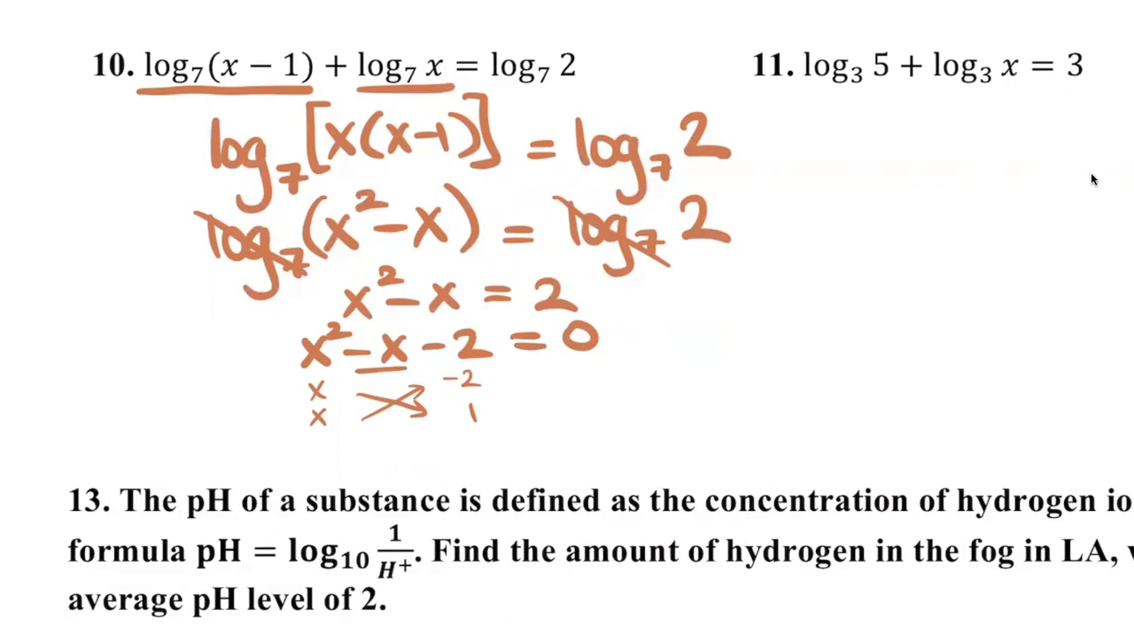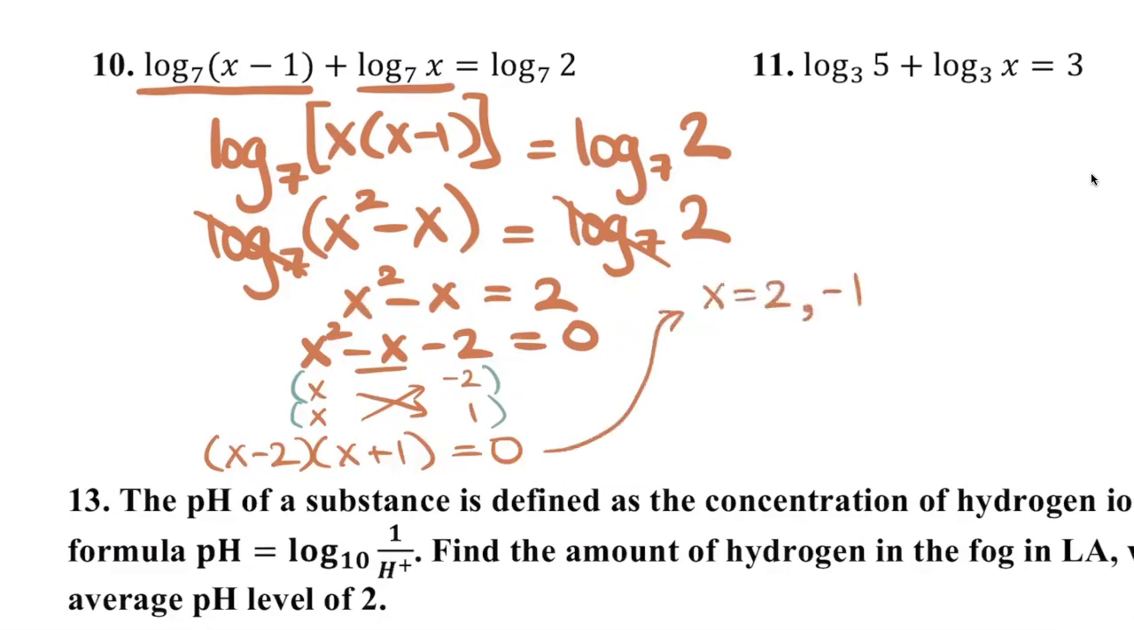All right, so that factors out to be, first parenthesis will be x minus 2, second parenthesis will be x plus 1. All right, so then that factors out to be x minus 2 times x plus 1 is equal to 0. All right, let's move up here and I get x is equal to 2 or negative 1.